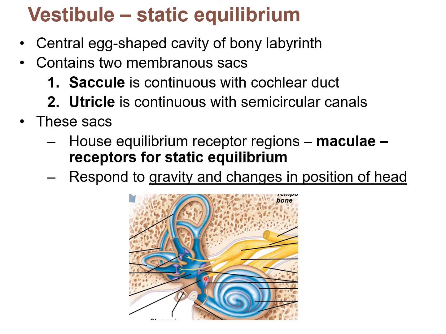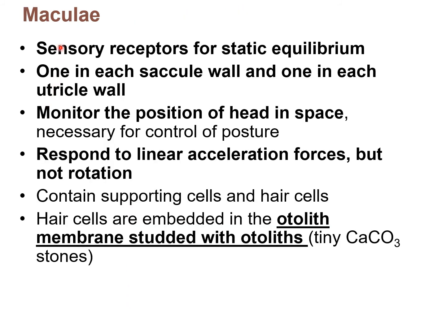Maculae that are located in the vestibule. So static equilibrium is different than dynamic equilibrium, which we'll explain later. The receptors for static equilibrium are in the vestibule. Where in the vestibule? In the saccule and utricle, which contain the receptors called the maculae. So again, the maculae are the receptors for static equilibrium.